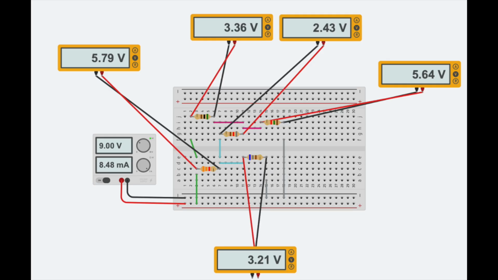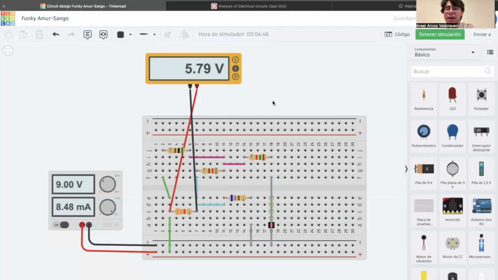The voltage is measured in parallel by placing the multimeter probes on the respective ends of the resistor being measured. The positive probe, the red one, should be connected to the positive side, and the negative probe, the black one, to the negative side.